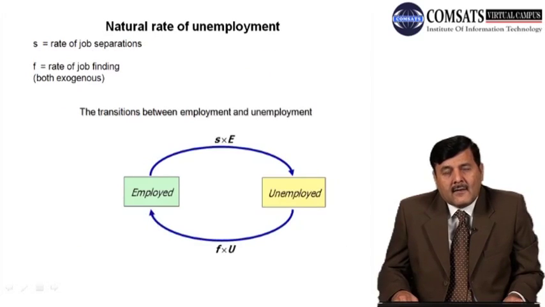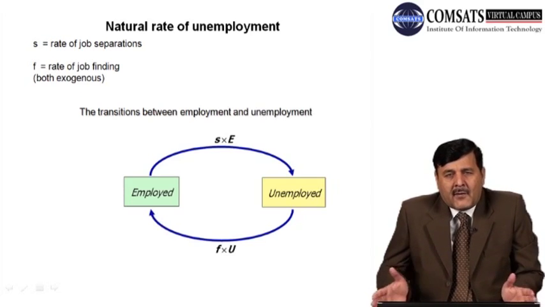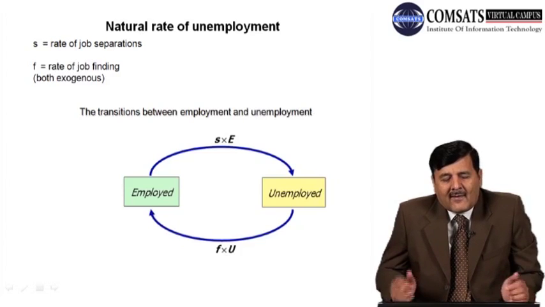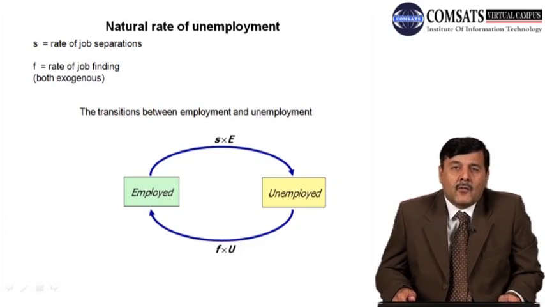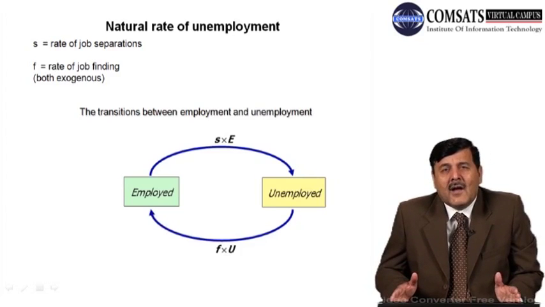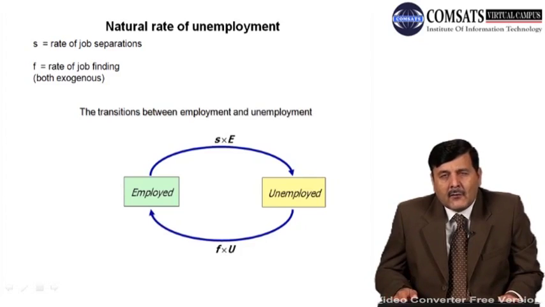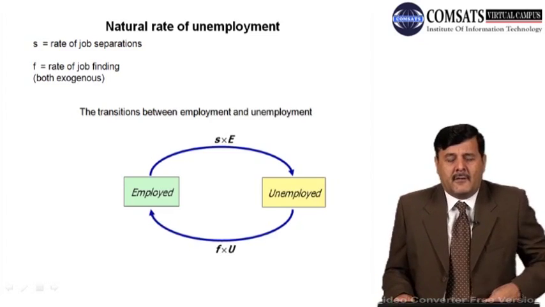Now, S is the rate of job separation, and F is the rate of job finding. So both are exogenous. हमने ये कहा कि both are given. S जो है, ऐसे लोग जो job पर already काम कर रहे थे, but now they are separated, they are unemployed. So उसको हम S से denote करते हैं. F are those people who were unemployed, बेरोजगार थे, लेकिन उनको नौकरी मिल गई. तो it is the rate of job finding. Both of these variables are exogenous, are given. As you know that we have already discussed the difference between exogenous and endogenous models.